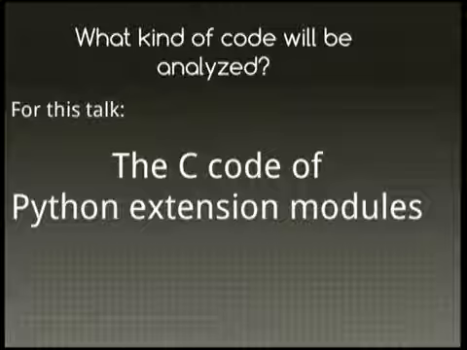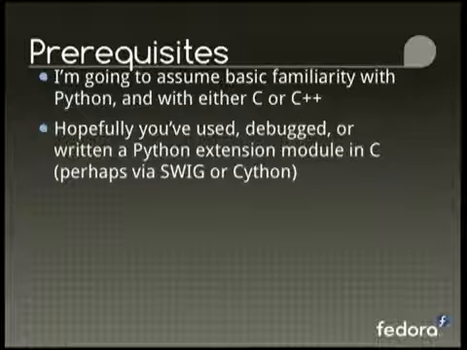And the kind of code that we're going to be looking at, or data if you will, is the C code that makes up Python extension modules. So obviously, hopefully you have some familiarity with Python. This is PyCon. Hopefully at least some familiarity with C, maybe C++. Maybe you've written and hand-coded C extension modules for Python and you really, really know that.